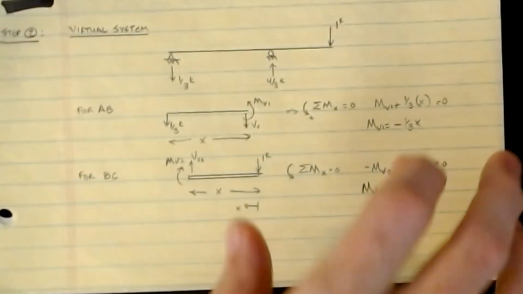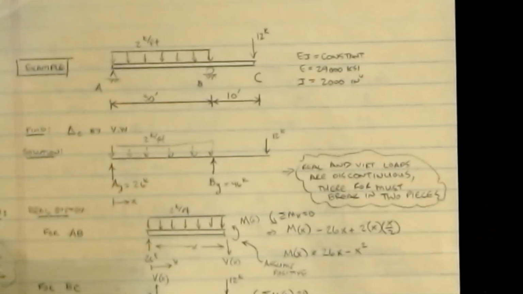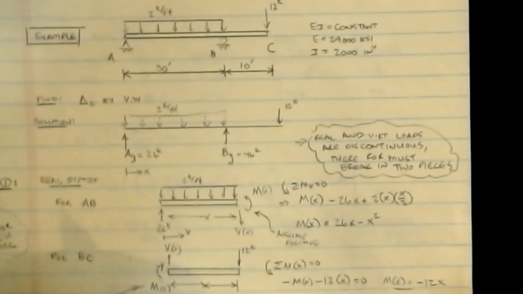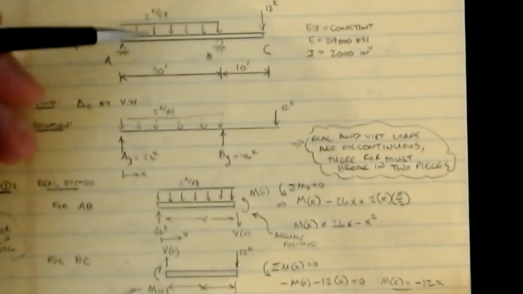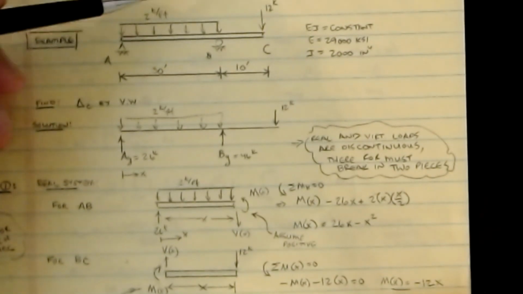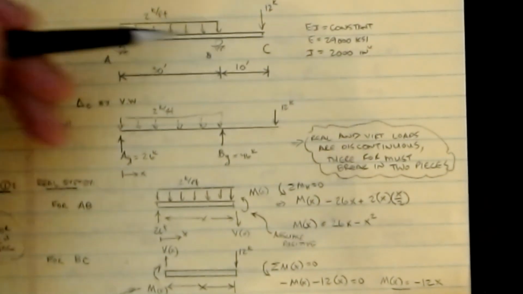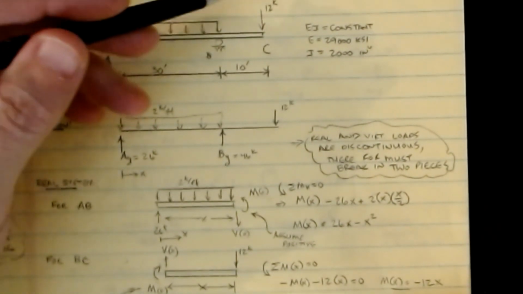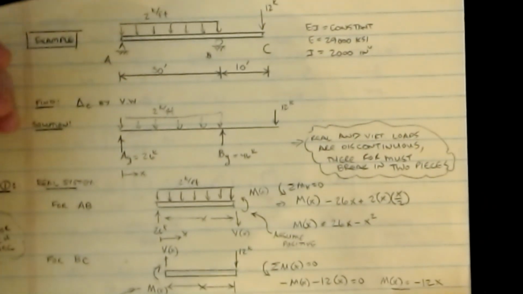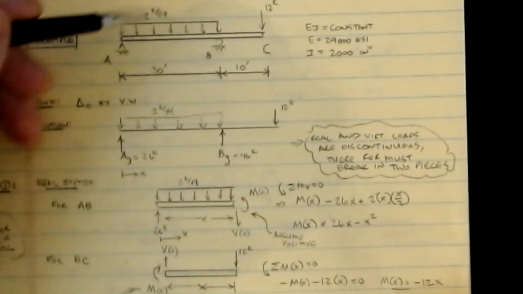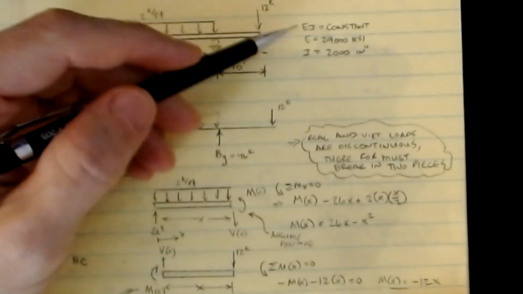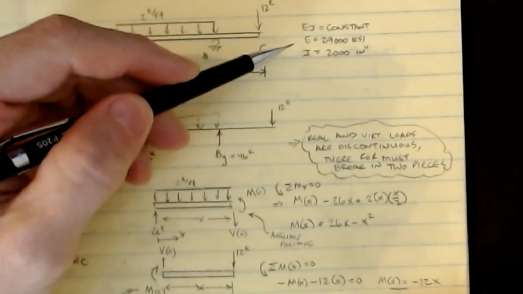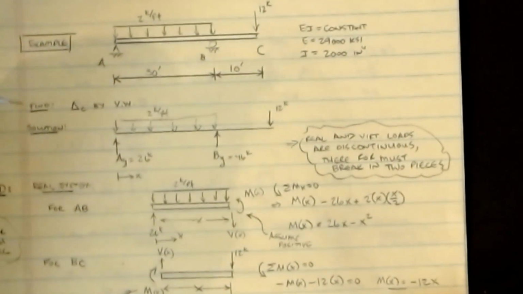Okay, all right, let's try another one, one that's a little bit harder. Here I have a cantilever, and we can do the exact same process. We have two different loadings. It's a simply supported beam with a cantilever on one end. I have a 12 kip load acting down on the end, and a distributed load of 2 kips per foot acting in between. EI is constant, E is 29,000 ksi, and I is 2,000 inches to the 4th.